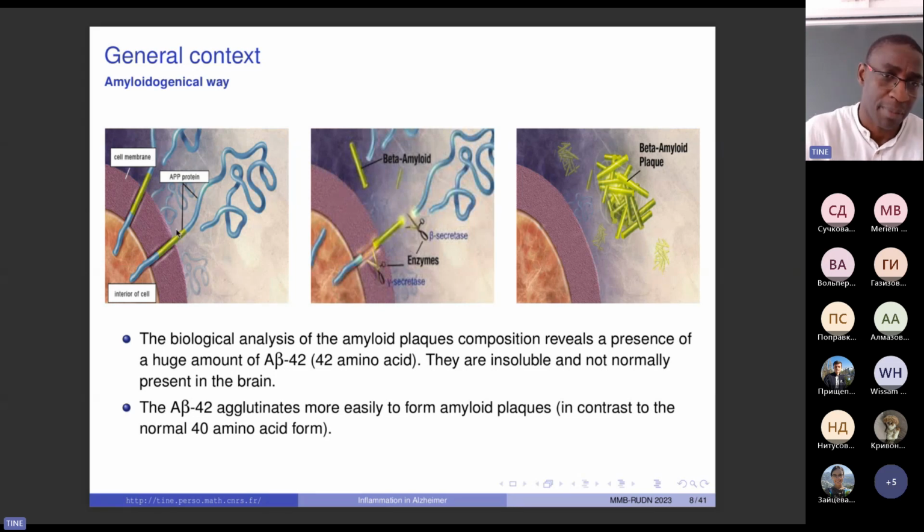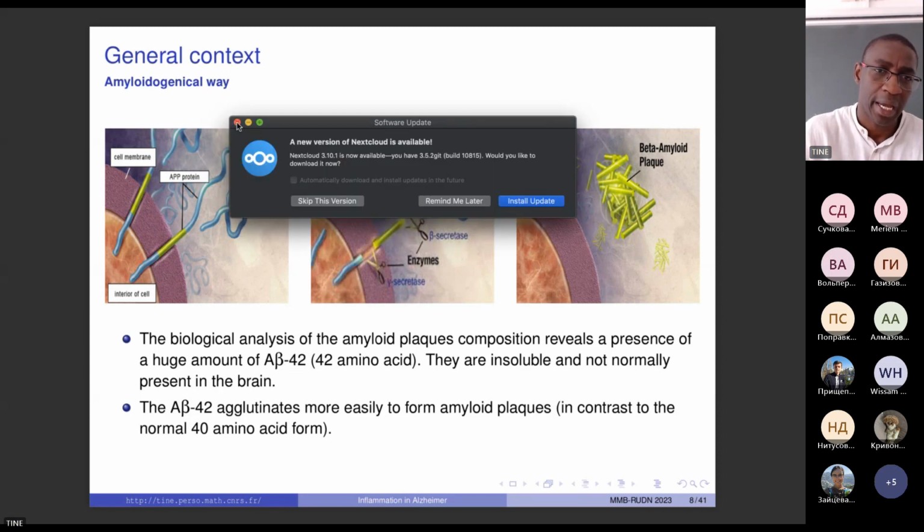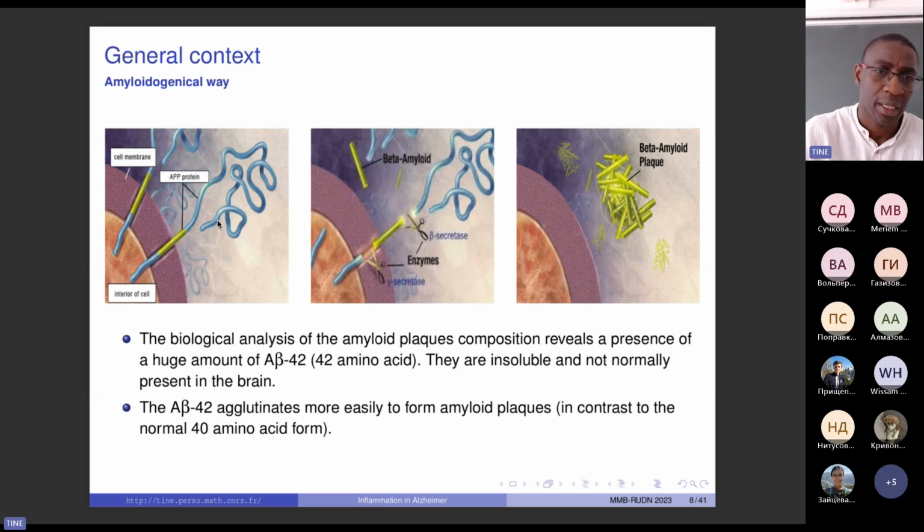The APP, as I said, is a transmembrane protein, and when it is cleaved here by beta secretase and gamma secretase, the released part is called beta amyloid. This released part is defined by its number of amino acids, something like A-beta 42. That means an A-beta protein that contains 42 amino acids.